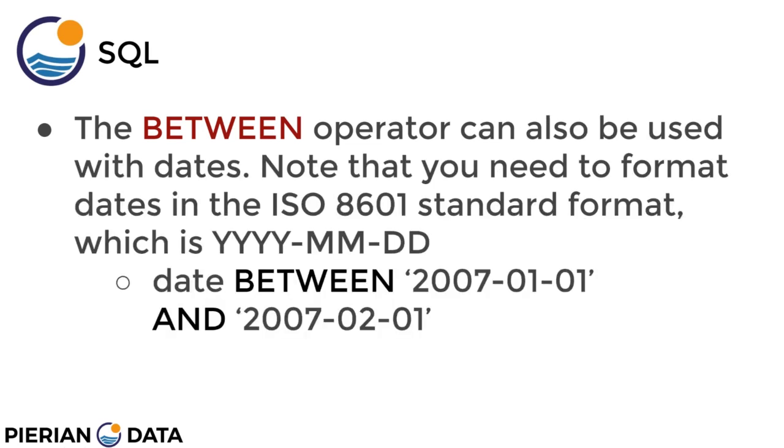Now, the BETWEEN operator can also be used with dates. You should note that you need to format dates, in this case, in the ISO 8601 standard format, which is essentially just 4 numbers for the year, a dash, then 2 numbers for the month, a dash, and then 2 numbers for the date, or the actual day. So that means it would look something like, where is the date between, and then as a string with single quotes in that particular format, YYYY-MM-DD, and then the other date.